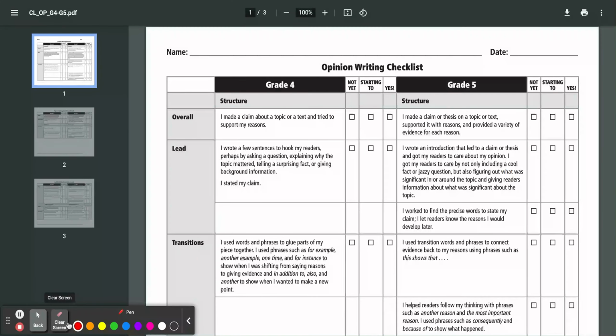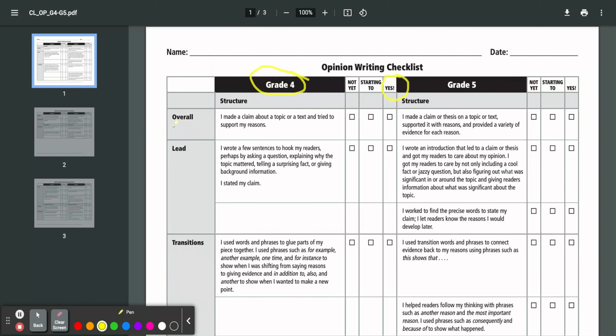So, when you see this, you're going to focus on this grade 4 side over here. And we're going to go over each category and decide, did you not do it yet? Are you starting to, meaning you've started it but you're not finished? Or yes, I did this. Your goal is to get all yeses. So we're going to go through each one and then look at our writing and decide, have I done this yet?